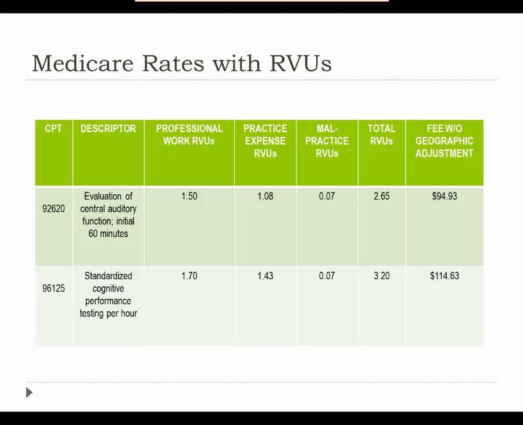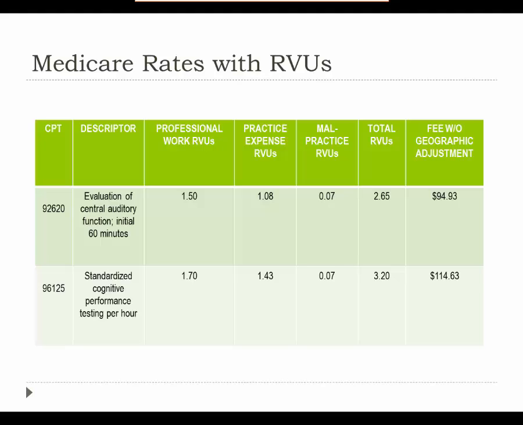Here are two examples of 2014 Medicare rates showing the work, practice expense, malpractice expense, and total RVUs. The first code, 92620, is one reported by audiologists for the first 60 minutes of a central auditory function evaluation. The second code, 96125, can be reported by speech-language pathologists for an hour of standardized cognitive performance testing.